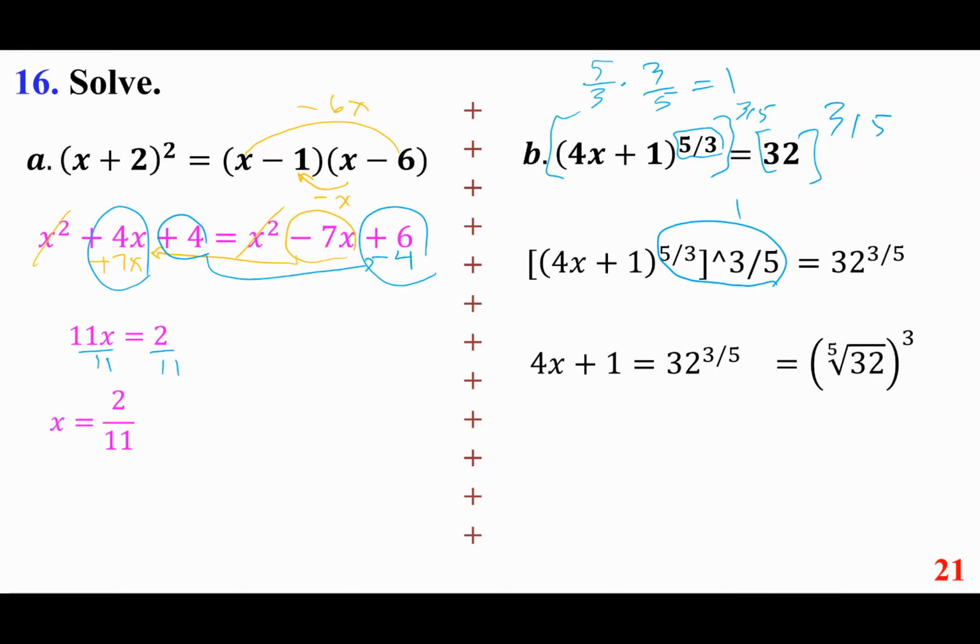Reminding you that a to the power of m over n is the nth root of a to the power of m, or the nth root of a, to the power of m. And that's exactly what we are using here. Why are we using this one? Because I hope everybody knows the answer is 2, because 2 to the power of 5 is 32. So this one is 2. And 2 cubed makes it 8.